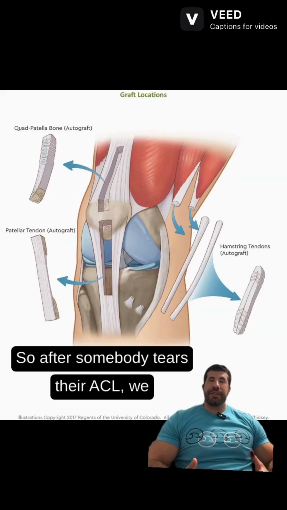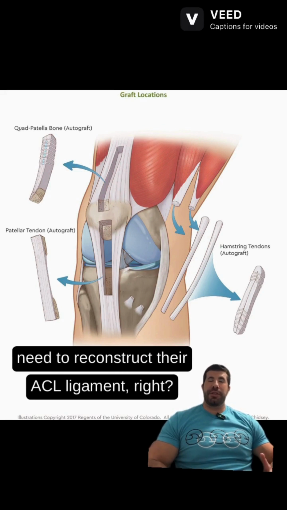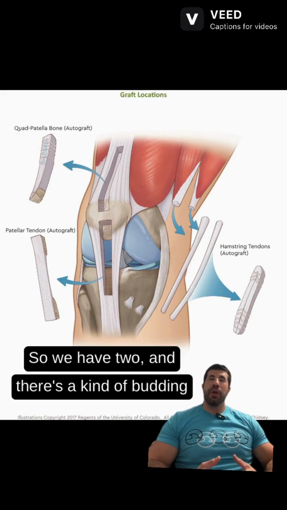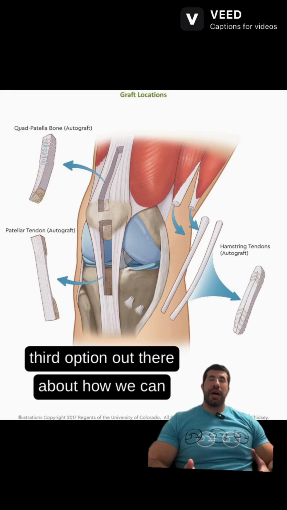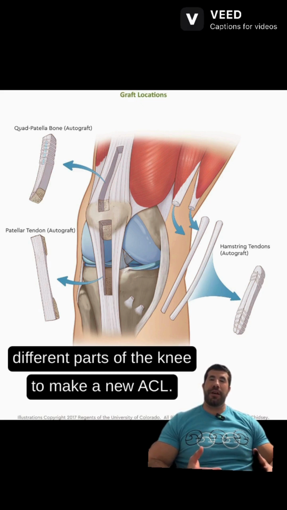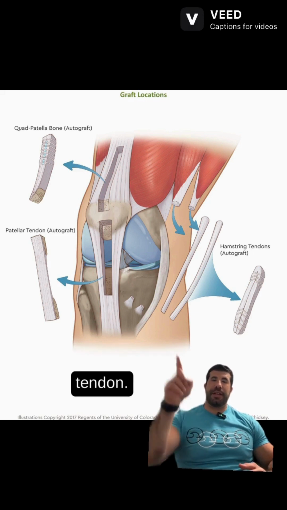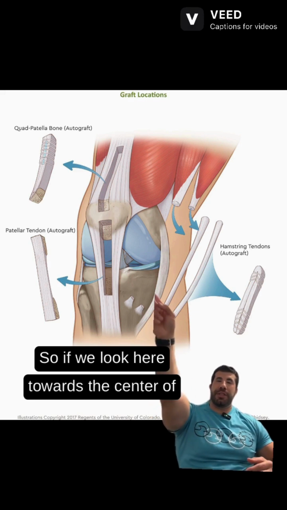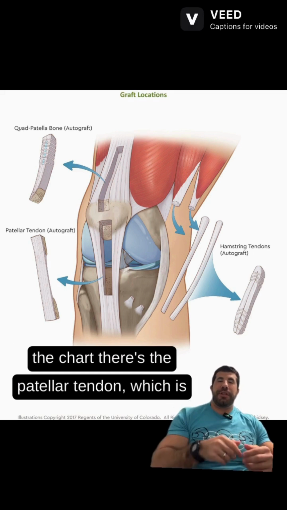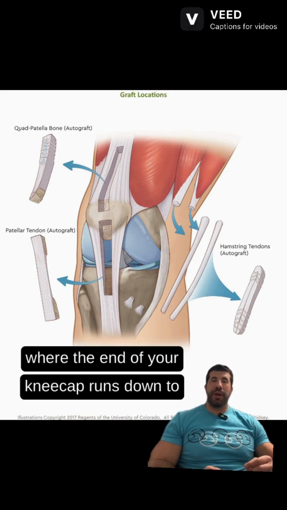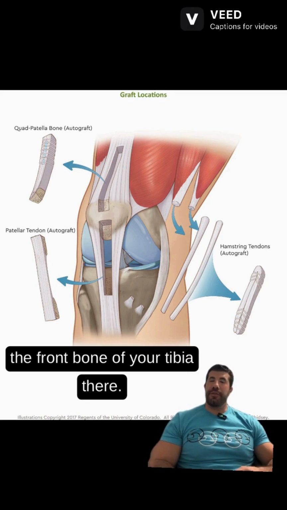So after somebody tears their ACL, we need to reconstruct their ACL ligament, right? So we have two, and there's a kind of budding third option out there about how we can basically use different parts of the knee to make a new ACL. And so the gold standard is using your patellar tendon. So if we look here towards the center of the chart, there's the patellar tendon, which is basically where the end of your kneecap runs down to the front bone of your tibia there.